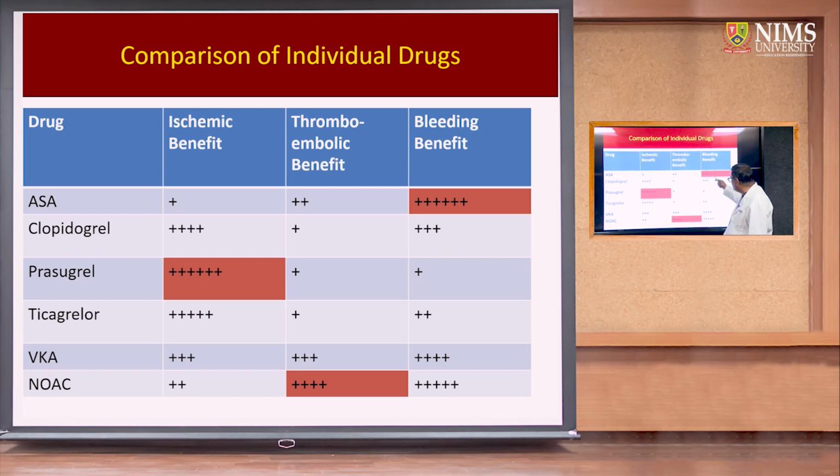Among all of them, if you would notice, aspirin has the lowest bleeding risk, followed by NOAC, and then vitamin K antagonist, and highest risk with prasugrel, which we also discussed last time. So, highest risk with prasugrel, but lowest with aspirin and then NOAC. But if you look at thromboembolic benefit, the most benefit with NOAC versus low dose vitamin K antagonist. But if you use high dose vitamin K antagonist, then benefit of a stroke benefit will be even more.